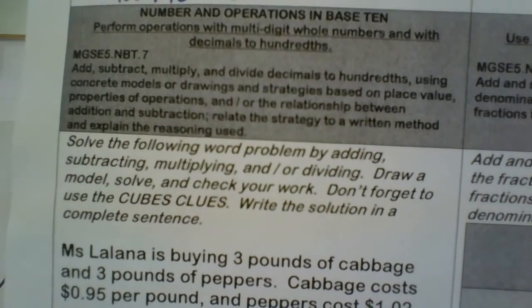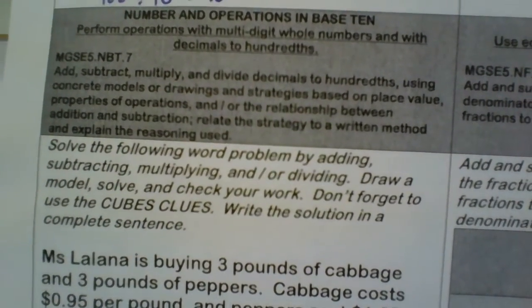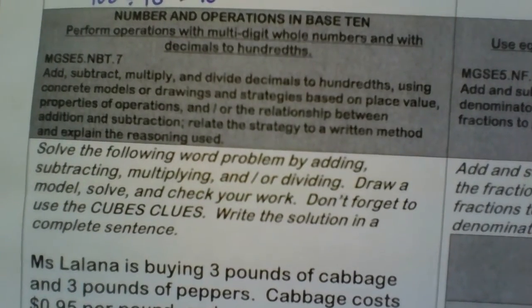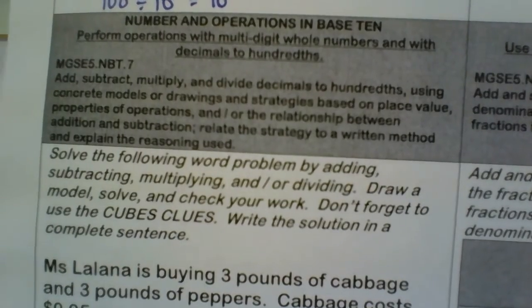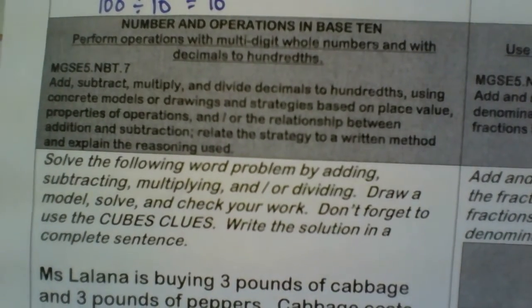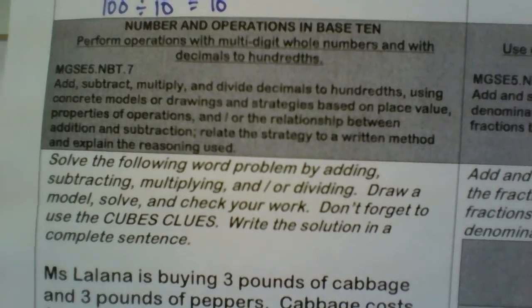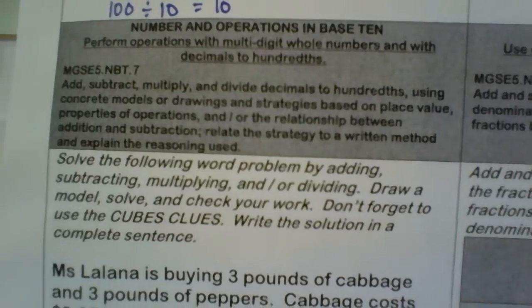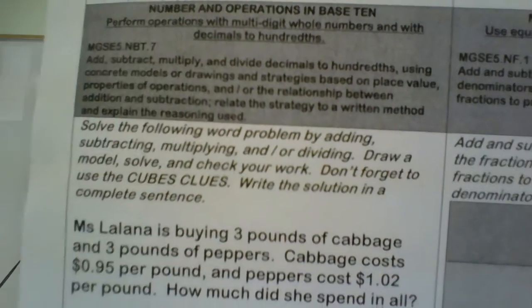It says number operations in base 10. Perform operations with multi-digit whole numbers and with decimals to hundreds. Add, subtract, multiply, and divide decimals to hundreds using concrete models or drawings and strategies based on place value, properties of operations, and or the relationship between addition and subtraction. Relate the strategy to a written method and explain the reasoning used.